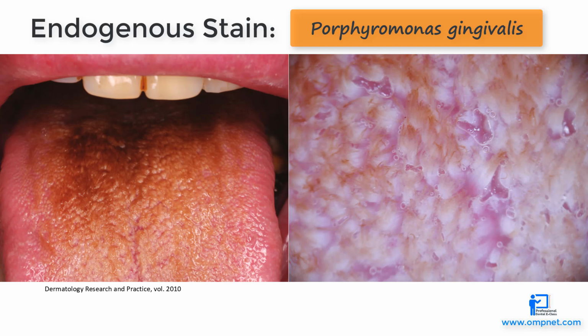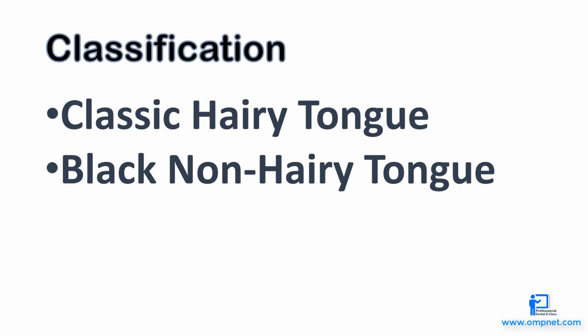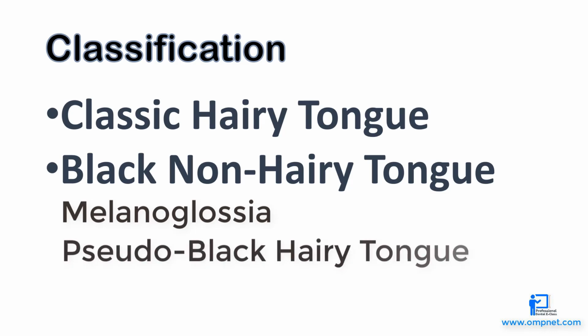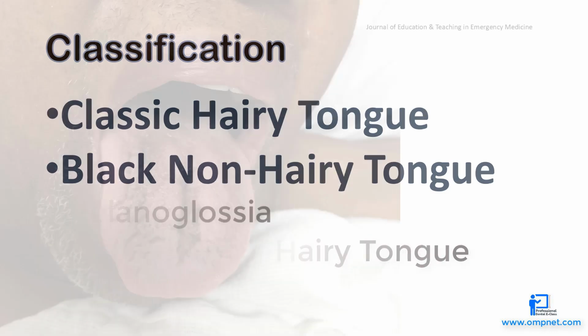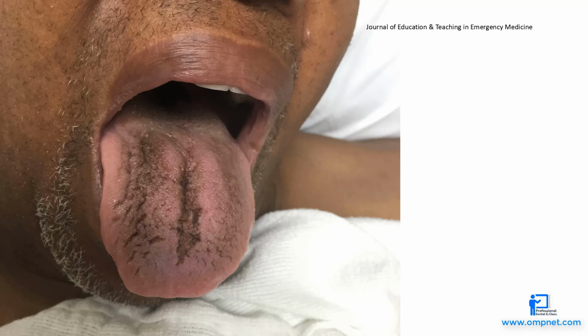Alright, now it's time to make another distinction between terminologies: black hairy tongue and black non-hairy tongue, also called melanoglossia. Everything we have said so far relates more to the classic black hairy tongue. Non-hairy black tongue differs by not having elongated filiforms and is indeed sometimes also referred to as pseudo black hairy tongue. Have a look at this case of a 59-year-old African American man.